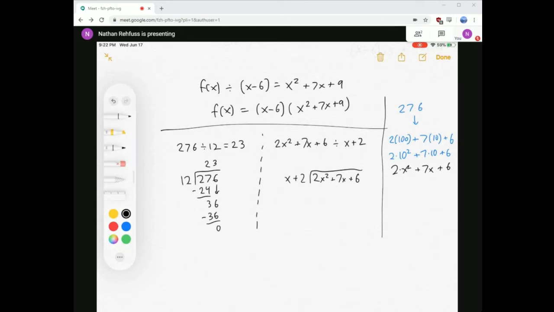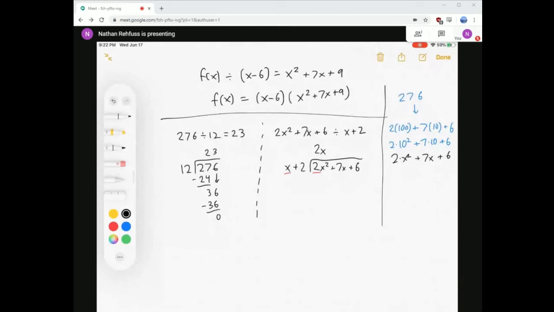And I say, all right, how many times does x squared go into 2x squared? Sorry, how many times does x go into 2x squared? And you say it goes in 2x times, because 2x times x is 2x squared. So we're going to put a 2x right here. 2x times x is 2x squared, so that matches.